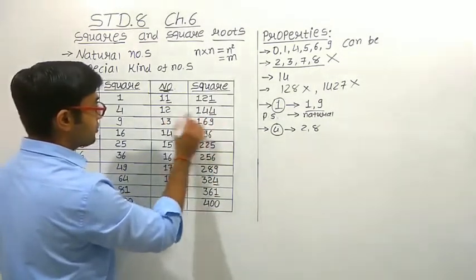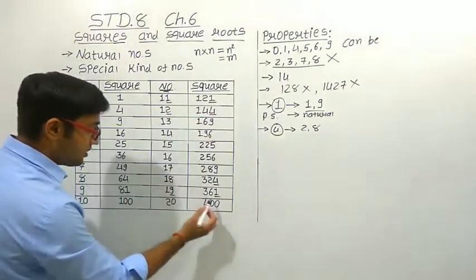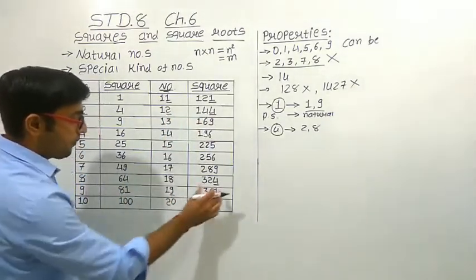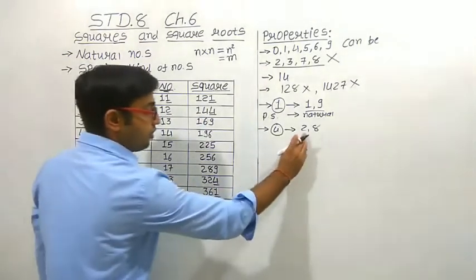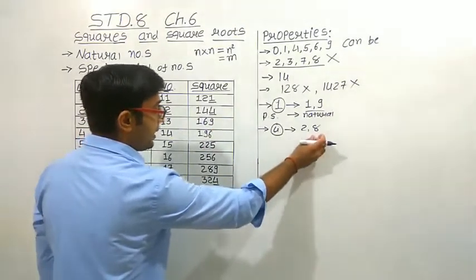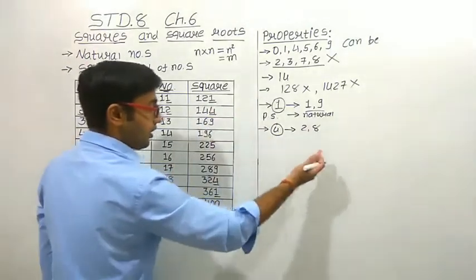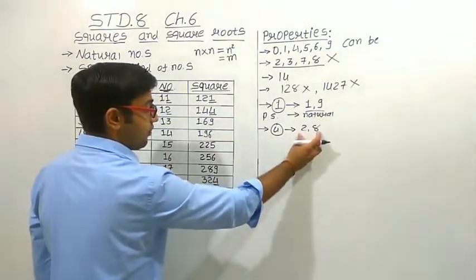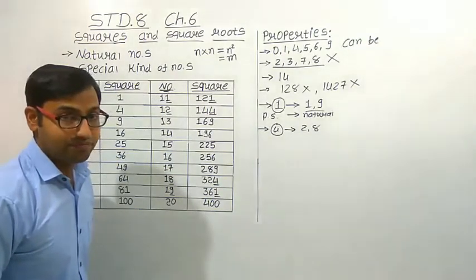This is the perfect square of 12 and the unit place number is 2. This 324 is a perfect square of 18 and its unit place number is 8. So if we have the unit place number 2 or 8 in a natural number, then if we do the square of this kind of number, we get 4 as the unit place number.